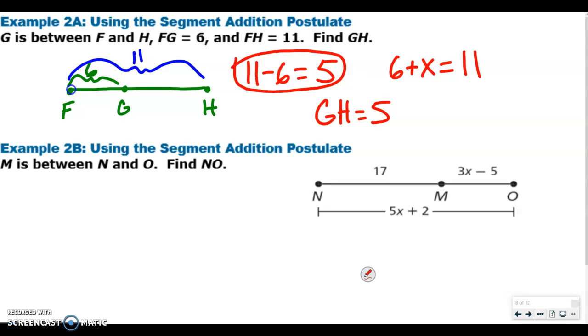Example 2b. Using the segment addition postulate, M is between N and O. And we need to find NO.